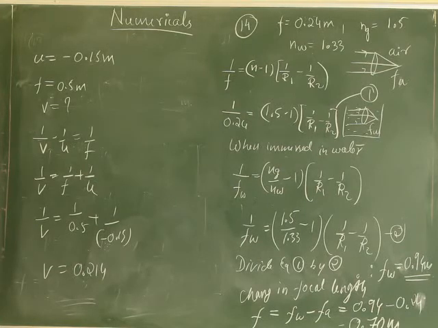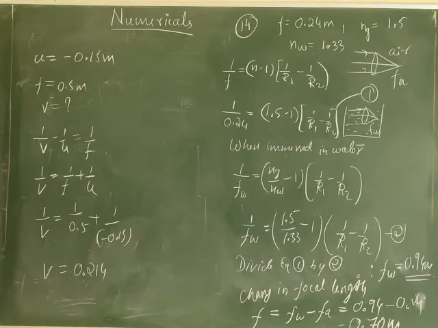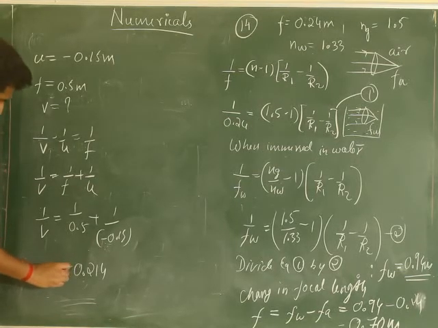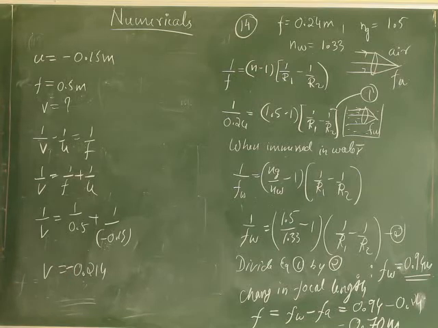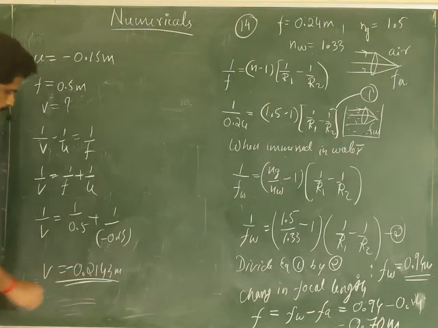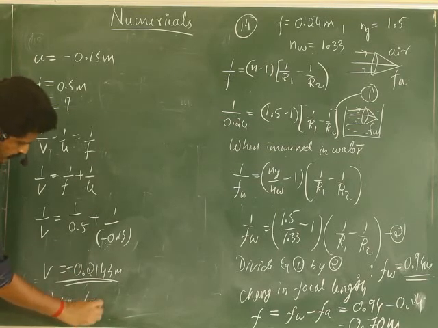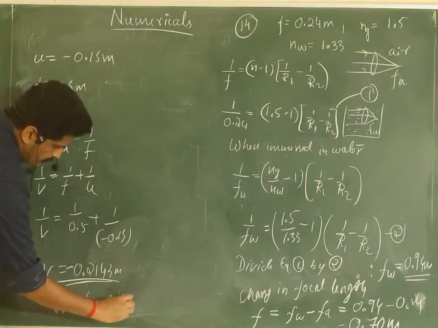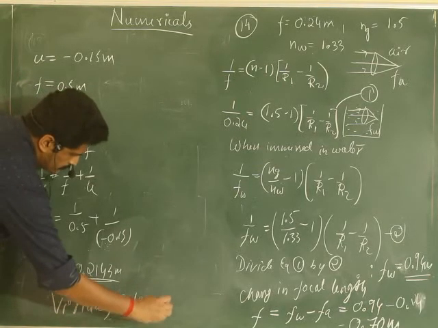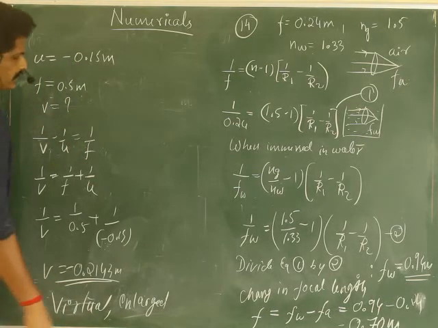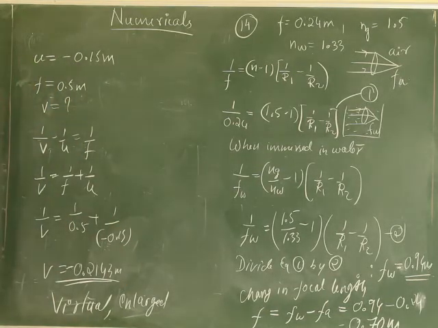So object is placed at 0.15 meter. Focal length is 0.5 meter. So object is placed in between principal focus and optic center, correct? So it has to be what now? That means v should be minus itself, correct? Virtual image, enlarged one, right? So 0.2143 meter, and what kind of image you are going to get is virtual image formed at, yeah, virtual, thereafter enlarged image, and erect image. Yes, erect also you can add along with that.